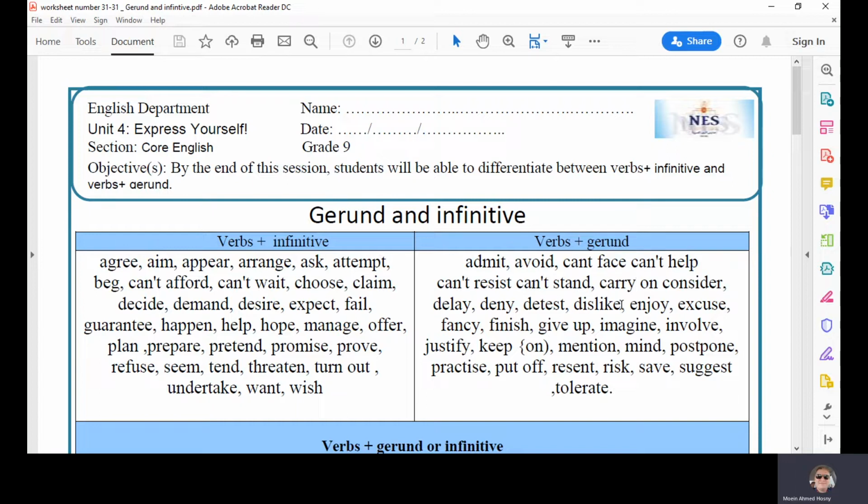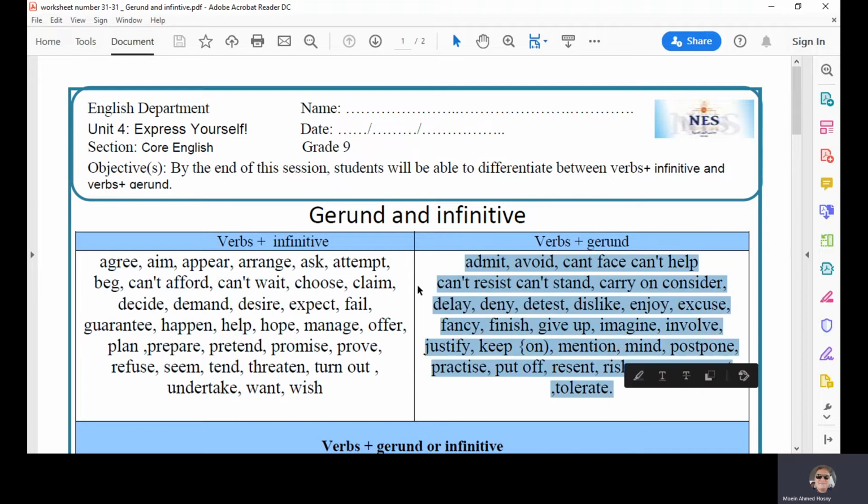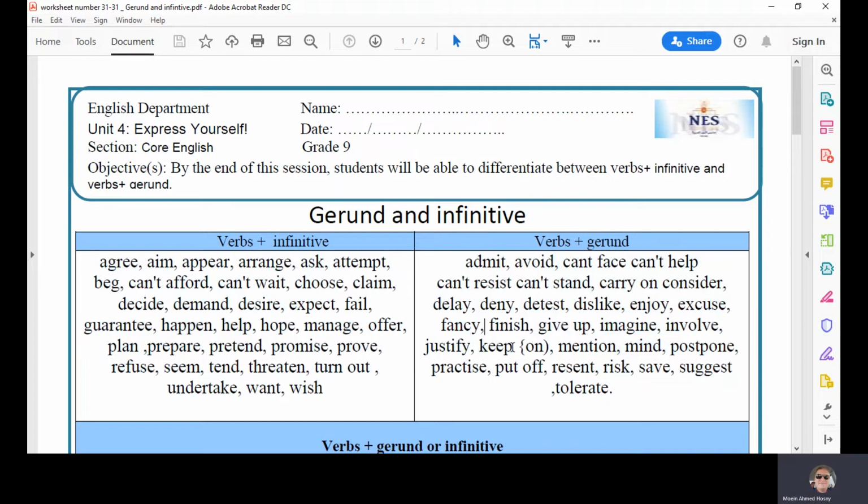Let's pause the video for 2 minutes and generate another 3 examples here and 5 examples here. So I'm waiting for 8 sentences in 2 minutes: 3 with the infinitive and 5 with the gerund. Pause the video. Okay, very good for those who did. Thanks a lot. And for those who didn't, please take it seriously.